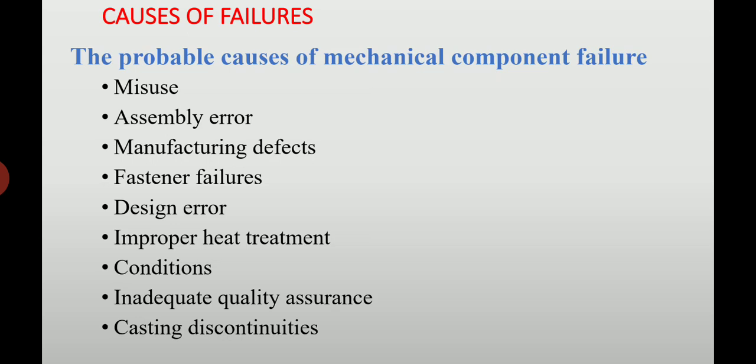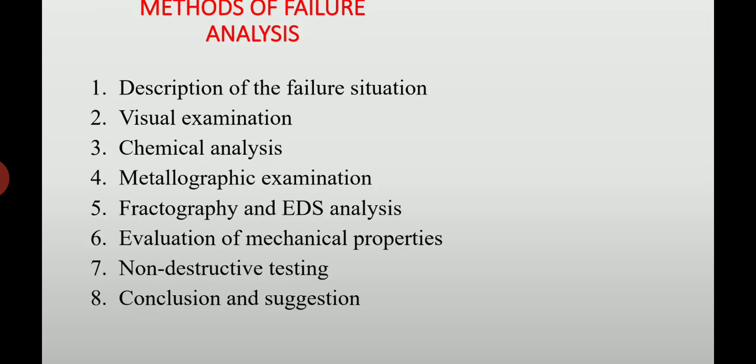Causes of failures. The probable causes of failure of mechanical components are: misuse, assembly error, manufacturing defects, fastener failures, design error, improper heat treatment conditions, inadequate quality assurance, casting discontinuities. Methods of analysis. There are some methods for analyzing the failure: description of the failure situation, visual examination, chemical analysis, metallographic examination, fractography, EDS analysis, evaluation of mechanical properties, non-destructive testing, conclusion and suggestions.